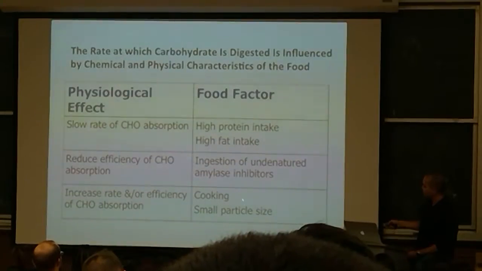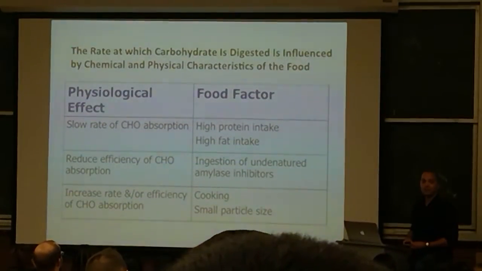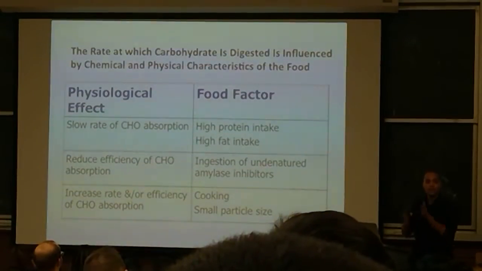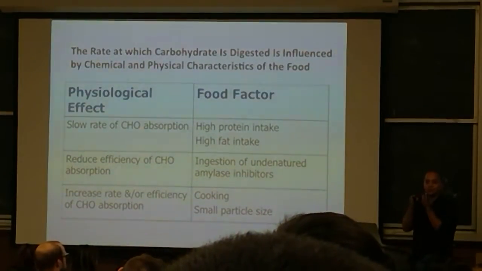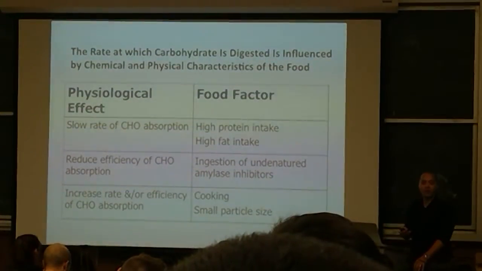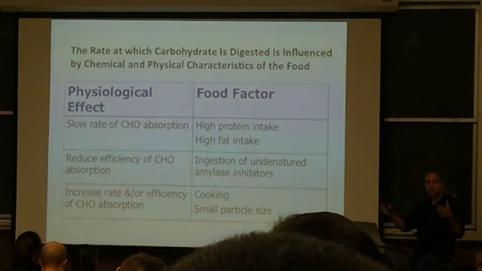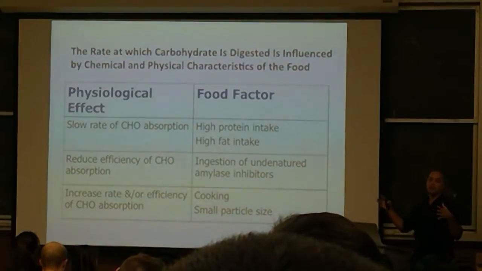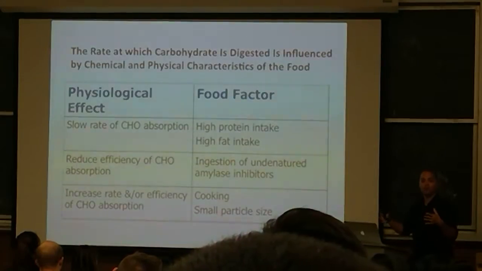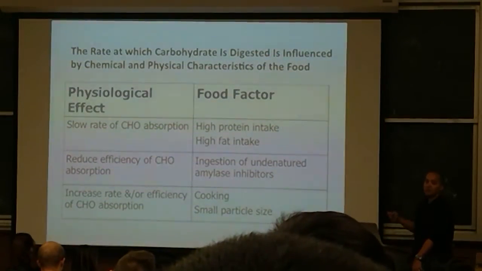And then, as I mentioned, cooking and particle size can also influence carbohydrate digestion and absorption, especially with that packing in the granules, or that amylose hydrogen packing, which can make carbohydrates more resistant to hydrolysis by these enzymes. So cooking and getting those granules broken up can really assist your body with the enzymatic breakdown and hydrolysis of those bonds.